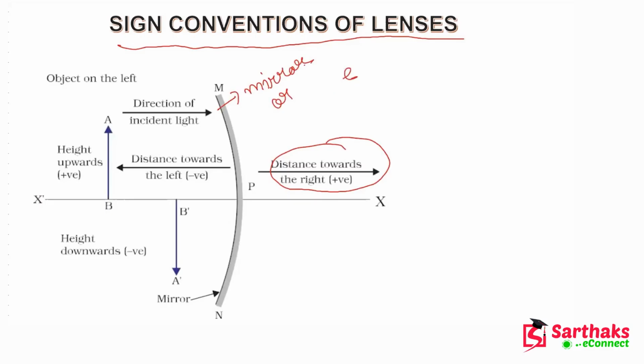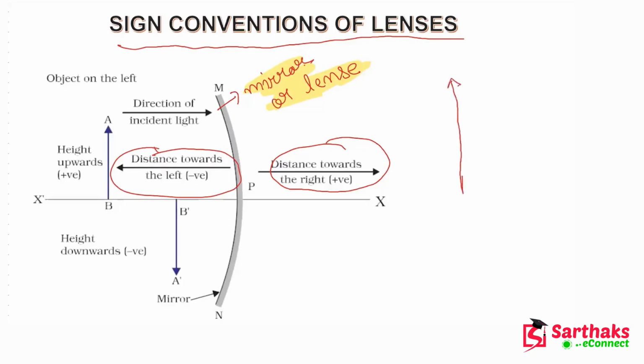Let me write it for you again. Let's highlight also that we can use it in both cases, in the case of mirror and lens. The distances which are on the right side are taken positive, distances on the left side are taken negative, the distances which are above this axis are taken positive, and the distances which are below this line are taken negative.